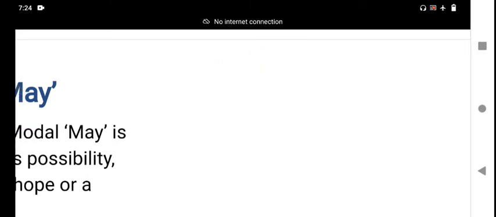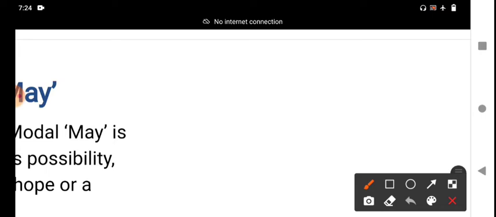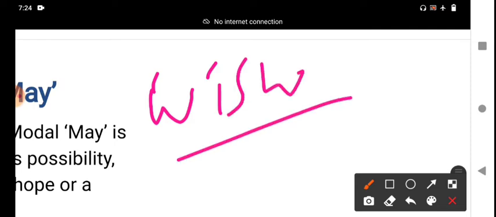The first usage of may is possibility. The second is permission. And then may is also used to express a wish, someone's idea, opinion, or wish about the future, the wish of the person. That is the third function of the modal verb may. A modal verb expresses the mood of the speaker or the writer.